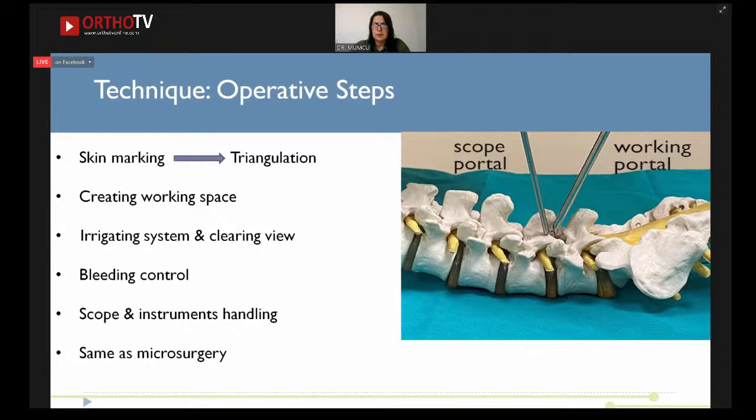Second step is to create working space. For this, we clear upper lamina, interlaminar space, and lower lamina of soft tissue with the dilator. The next one is the irrigation system. It is essential to know how to use the irrigation system for fluid control, clear view, and bleeding control for patient safety. When you prepare the interlaminar space, the following step is similar to open microdiscectomy or microdecompression.